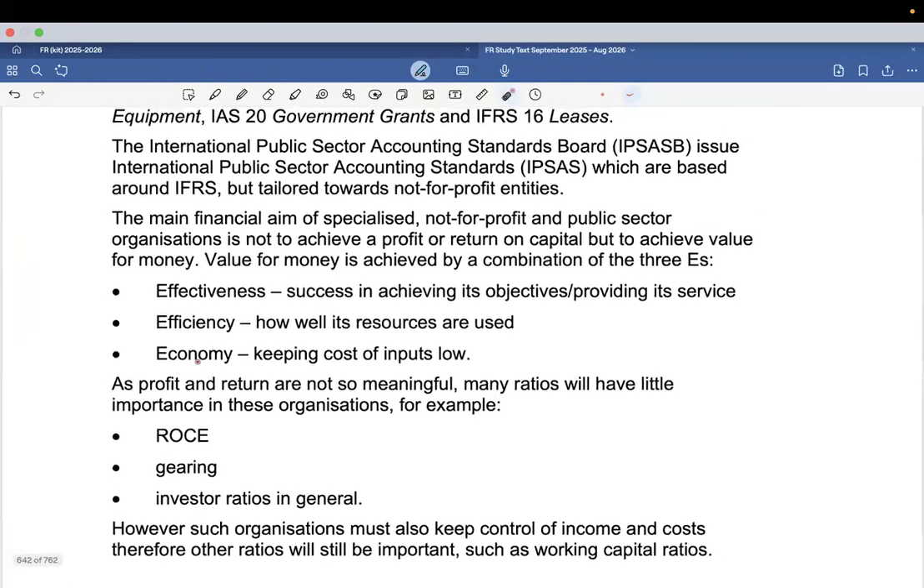So for a not-for-profit organization, how do you measure? It is measured using the value for money basis. Value for money is three E's. What is that? First one, effectiveness. That means whether or not the aim of the business is achieved. For example, there is a not-for-profit hospital that is being opened. The aim is that the maximum number of patients should be relieved of their diseases, in terms of health. So that success rate is called effectiveness.